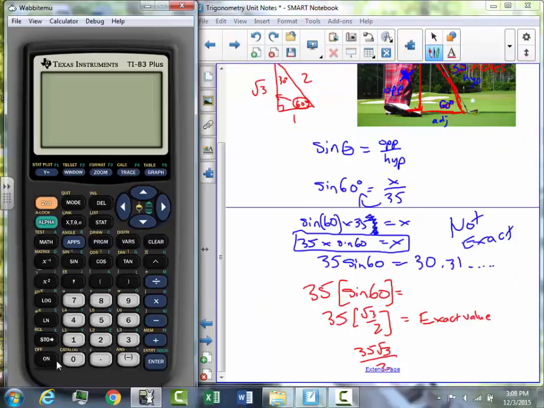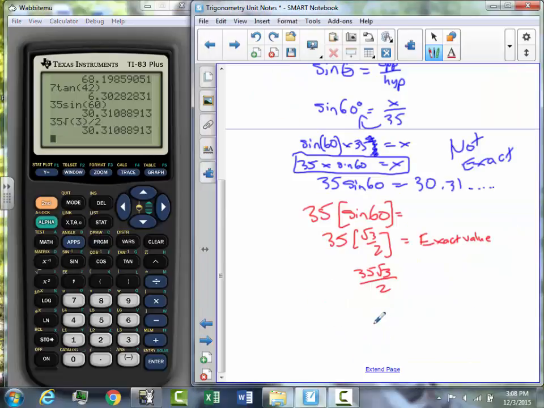If I try typing that in, you know how the previous answer I had was 30.310888913? Well, that's a rounded value. Well, 35 root 3's divided by 2 is that number, only rather than it being a rounded number, this is considered to be exact. That makes sense?